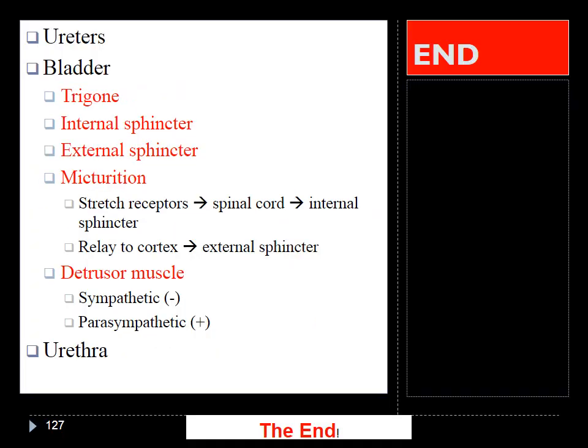So that wraps up the urethra and the bladder and the ureters, our tubular organs of the urinary tract. And this represents the end of the lecture portion of the urinary system.